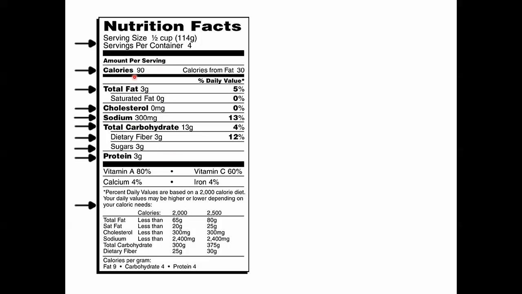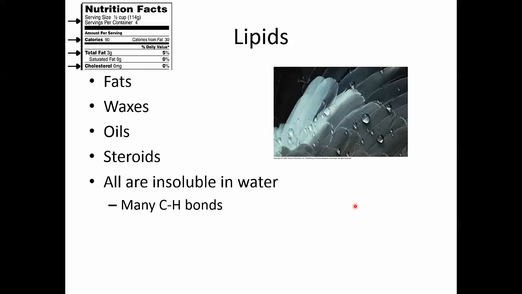Things you don't see on here are things like DNA. They don't list how much DNA is in your food, but of course, all of your food has DNA in it because it was once alive. So let's talk about lipids first. We see those listed here: total fat, saturated fat, and cholesterol on a dietary label.